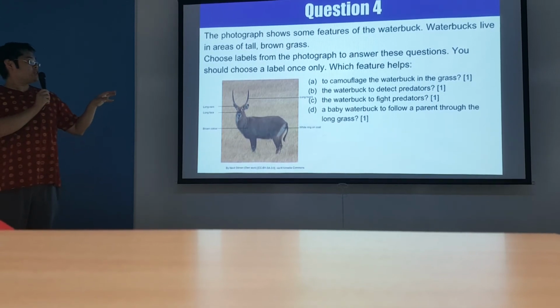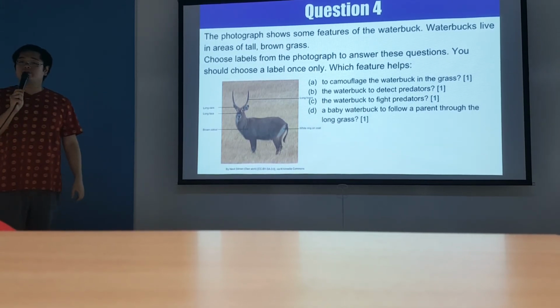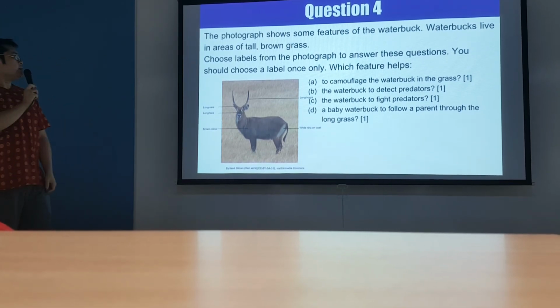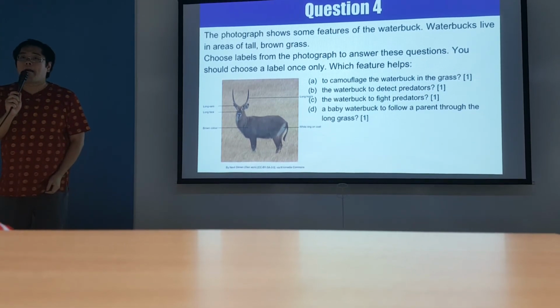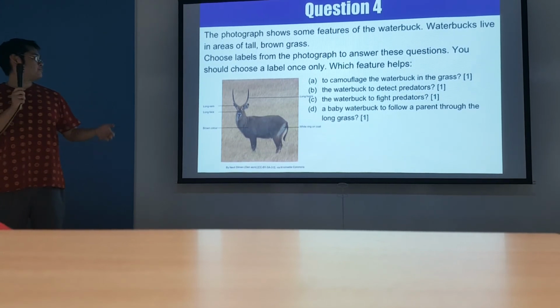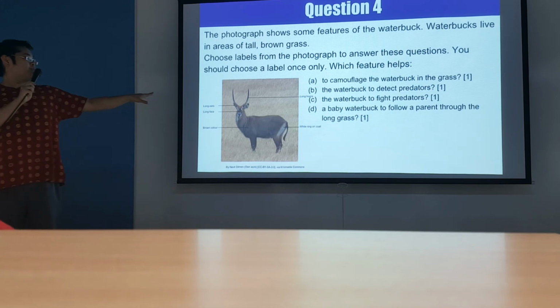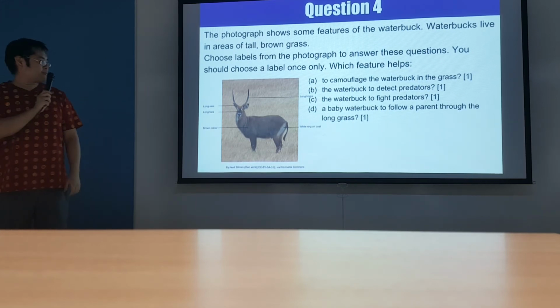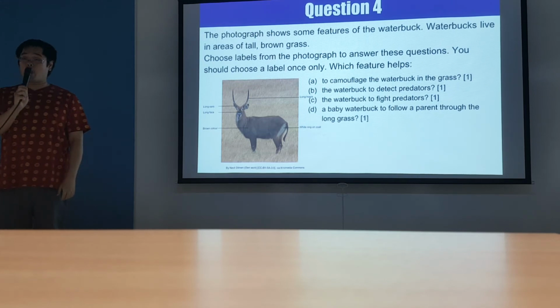Which does it use to detect predators? Long ears. Obviously, ears are for listening. To fight predators, which one? Long horns. It needs to protect itself from the predators. Now, for a baby buck to follow a parent through the long grass, which one do you reckon? The white ring on the coat.